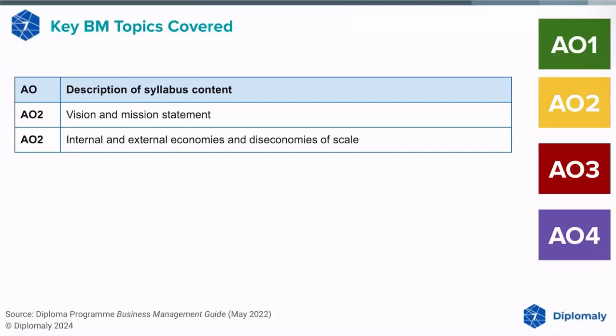One, we'll look at the syllabus content on vision and mission statement. So this is assessed at the AO2 level, okay? And we will also look at the syllabus content in terms of the internal and external economies and diseconomies of scale. This is from topic 1.5, okay, whereas vision statement is from topic 1.3. So these two questions are from different topics within unit 1, but they are part of this same case study. And it is also assessed at the AO2 level.